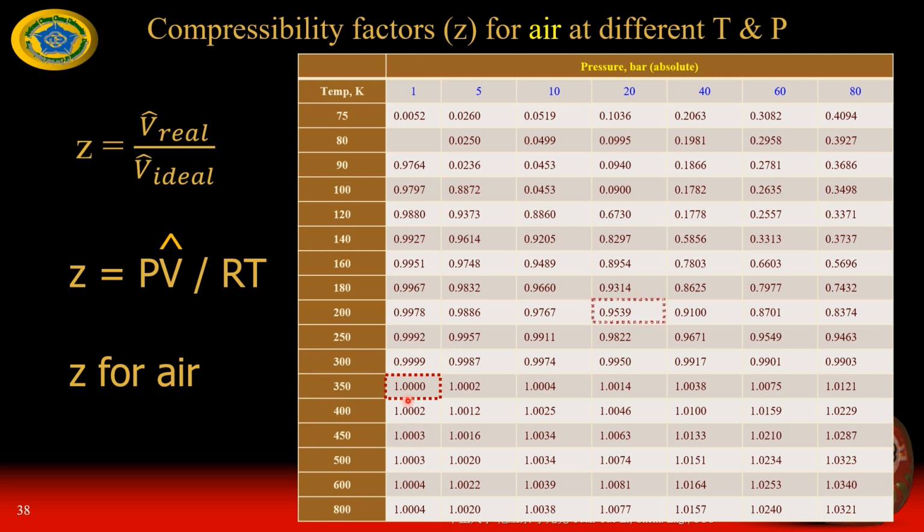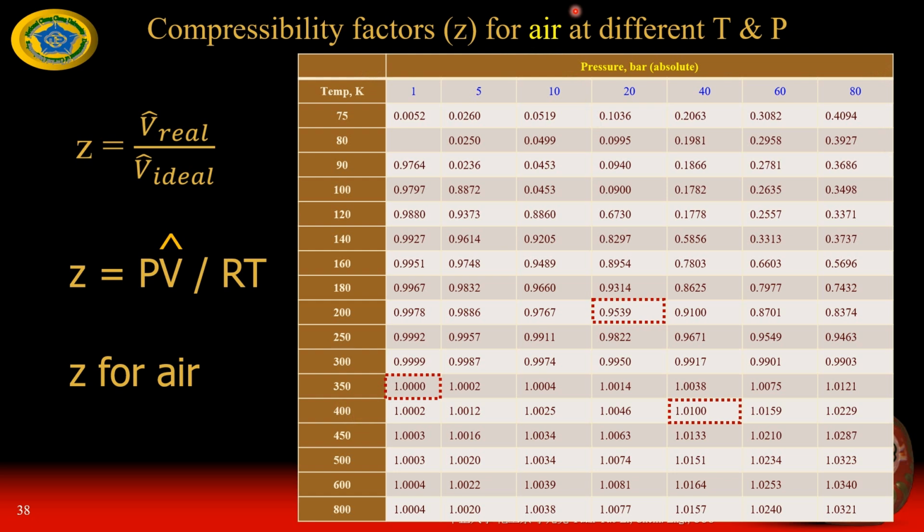So Z can be less than 1, which is 0.9539 in this case, where the pressure will be 20 bar and the temperature will be 200 Kelvin. Z can also be greater than 1, as you can see in this condition, 40 bar and 400 Kelvin. So for air, you can create this kind of table.